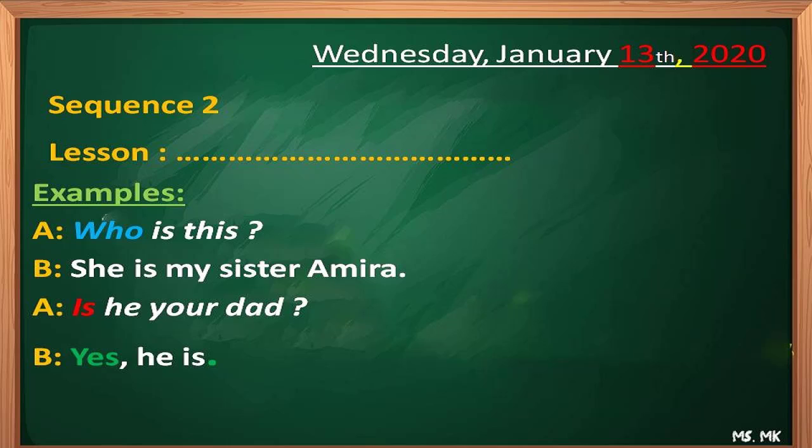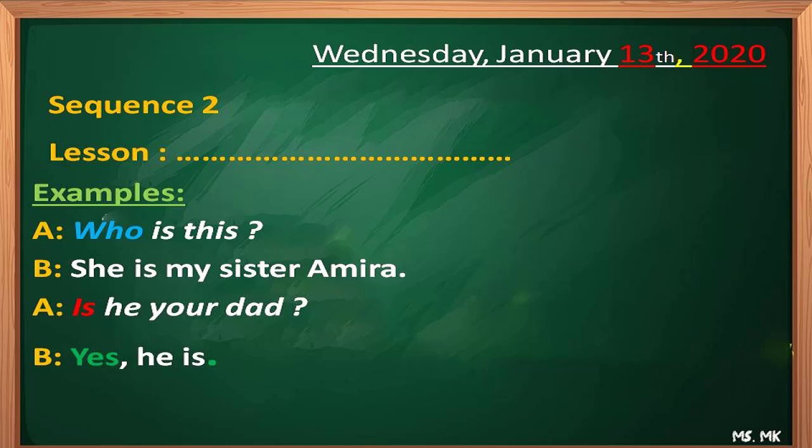You write examples and you write the first question, who is this? The answer, she's my sister Amira. And another question, is he your dad? And an answer, yes, he is. Here you're going to make the difference. You're going to highlight that there is a difference between the first A B and the second A B. So you're going to separate the two dialogues.